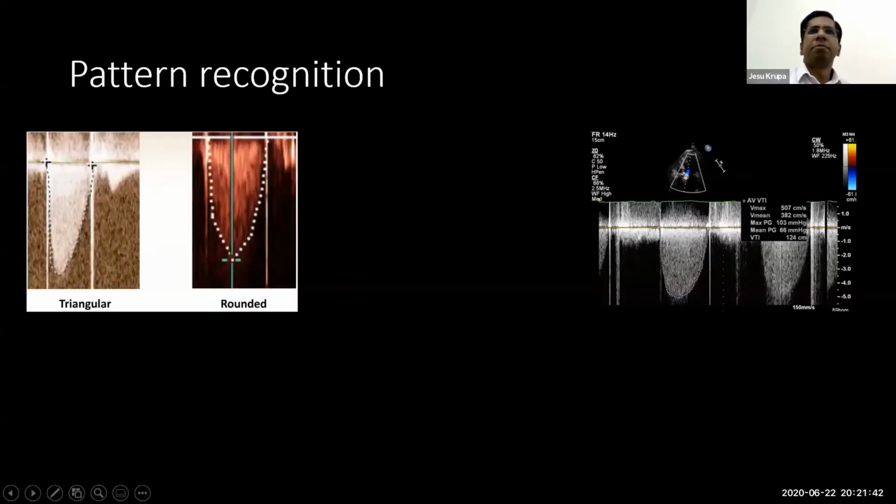So just to re-emphasize, this was for the aortic valve. We made a distinction between a triangular jet and a rounded jet. So pattern recognition helps in echo also. This was somebody who had an aortic stenosis with a nice rounded contour. This is a patient I showed last time.